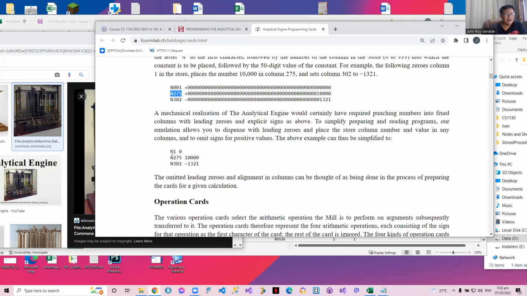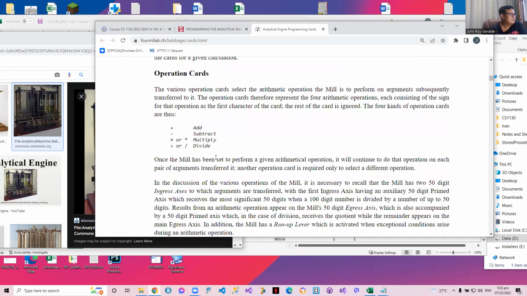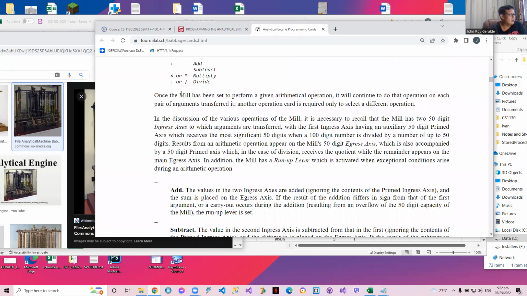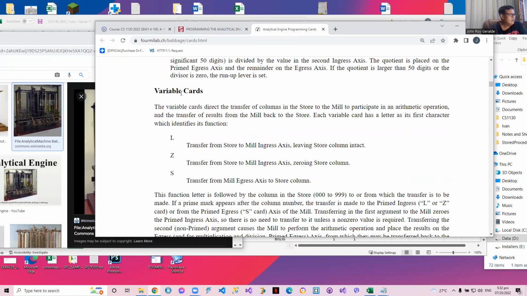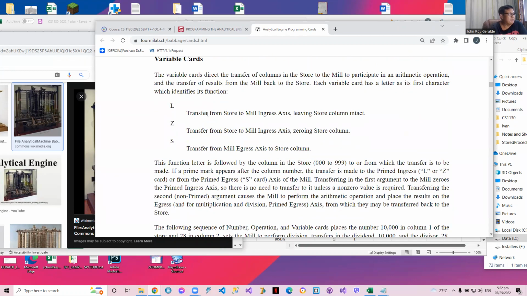So, N, remember, can have 50 columns. A number card can have 50 columns. Each column is 10 rows. Okay, do you follow? Because it depends on the number that is being stored. Okay. So operation cards can have four rows. Okay, and the variable cards.